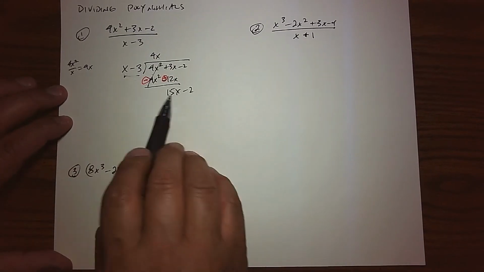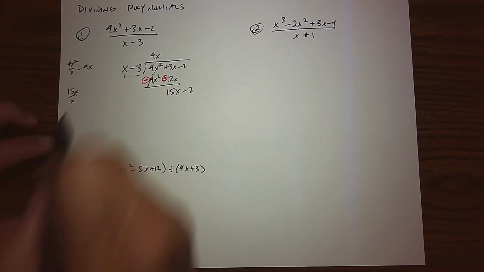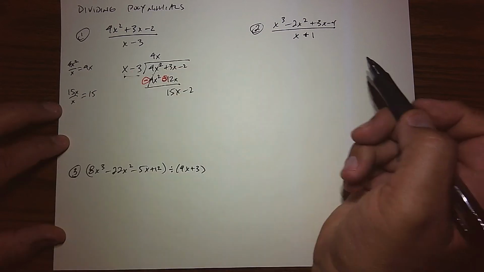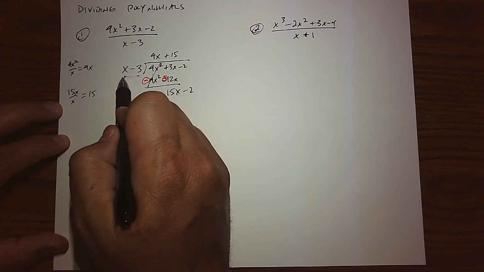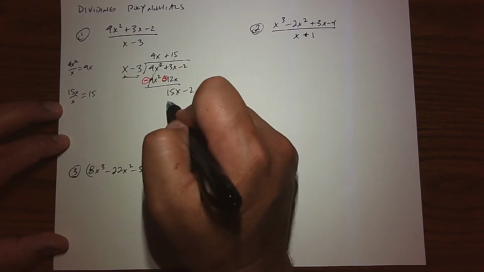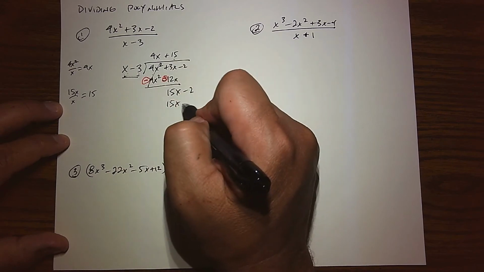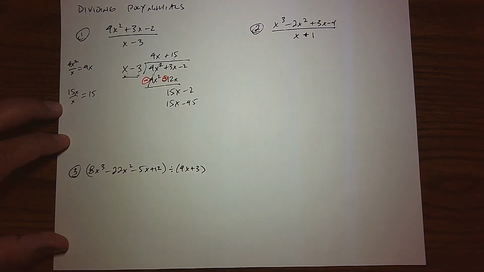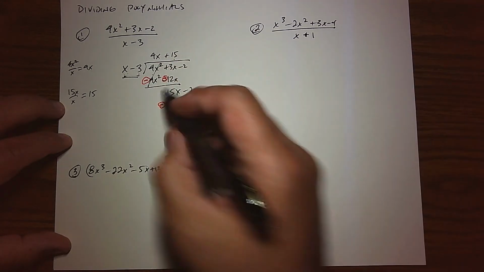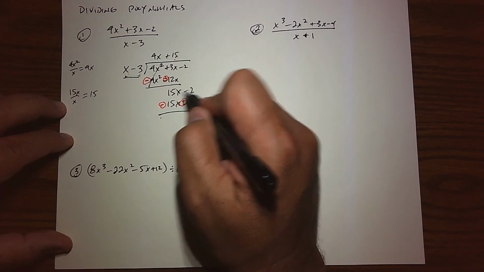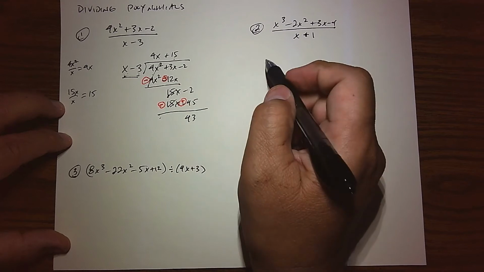So how many times does x go into 15x? Or written that way, the x's divide out, and we're left with positive 15. So I'm going to put my positive 15 there, and then we multiply. 15 times x is 15x. Negative 3 and positive 15 is negative 45. Subtracting, we change my signs, and we end up with, here, those cancel out. Negative 2 plus 45 gives us a positive 43.